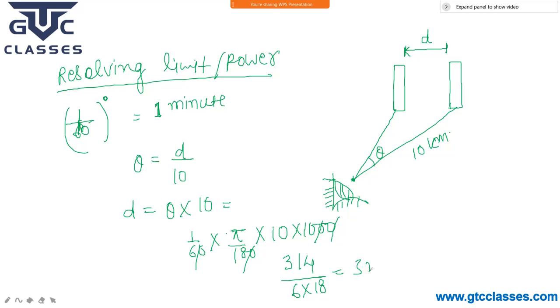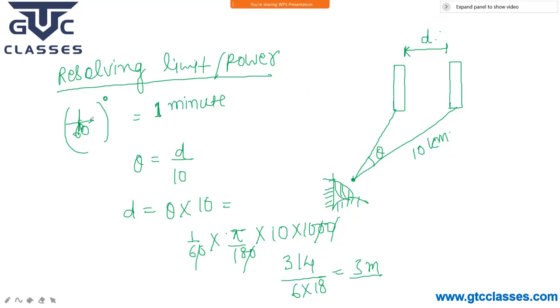Approximately 3 meter. That means they should be 3 meter apart minimum. If they are more, then we can easily see because they will make more angle. But if it is less than 3 meter, your eye cannot detect them as two separate objects. Your eye will say this is the same. They are the same pillars. Correct? This we call the resolving power.